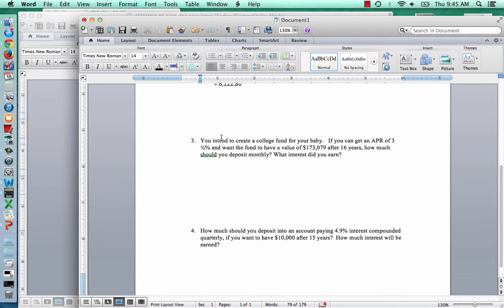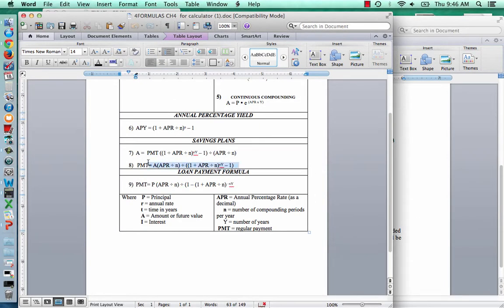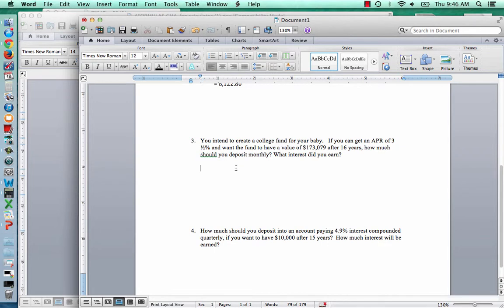It says you intend to create a college fund for your baby. If you can get an APR of 3.5% and want the fund to have a value of $173,079 after 6 years, how much should you deposit monthly? What interest did you earn? So this is what we want it to grow to, so we know the amount. We don't know the regularly scheduled payments, so that's why we want to use Formula 8. So let me copy that over so you can see it as I write the stuff in there.